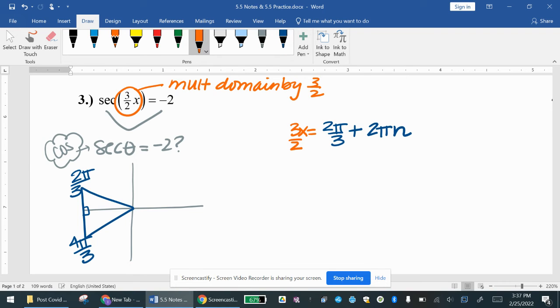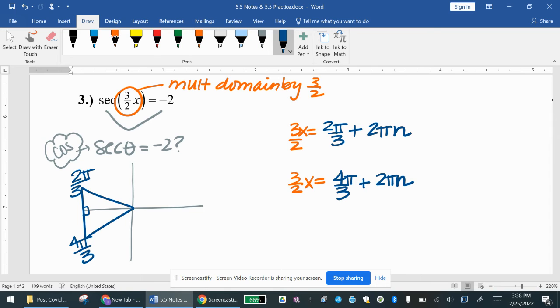plus 2 pi n, because that is the period for cosine, which is related to secant. Okay, you're going to do it again. 3 halves x equals, set it equal to the other answer. Remember, the domain is technically negative infinity to infinity.